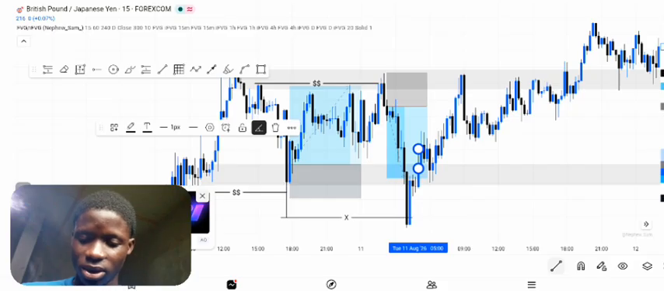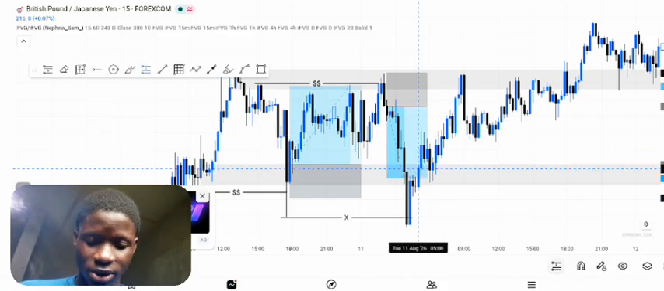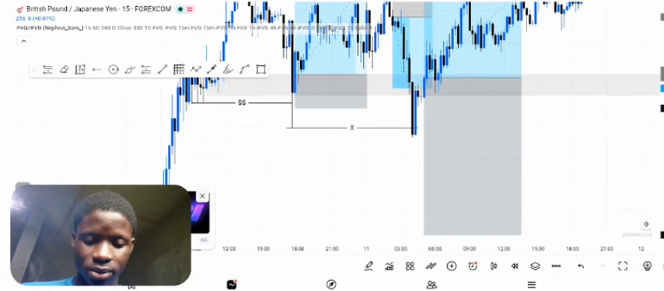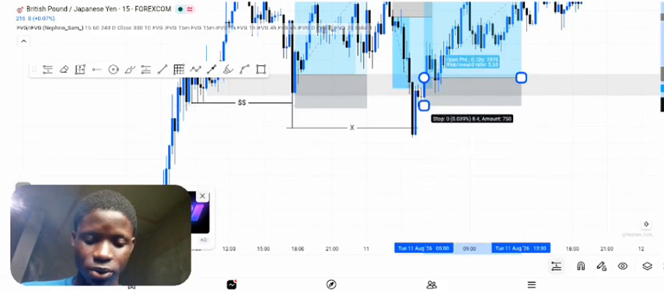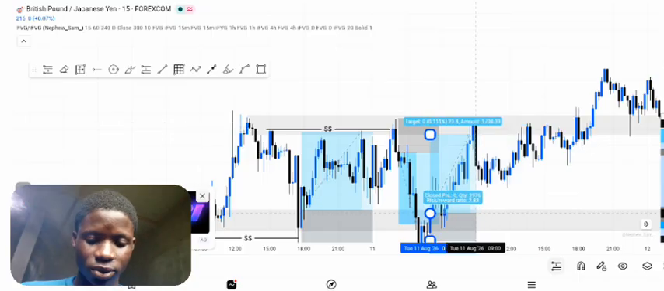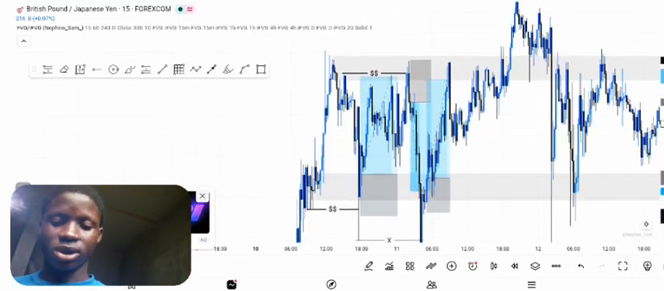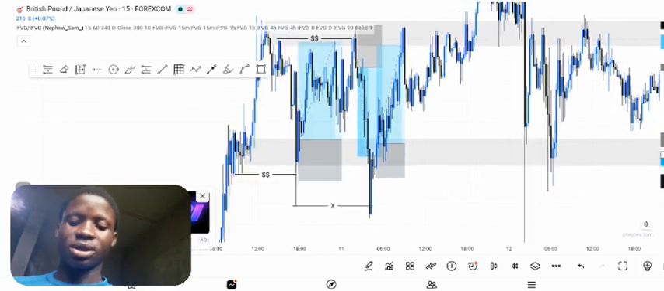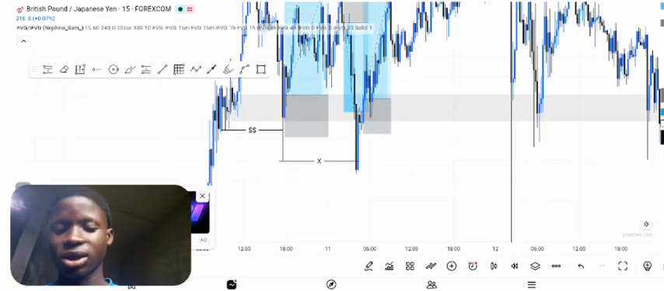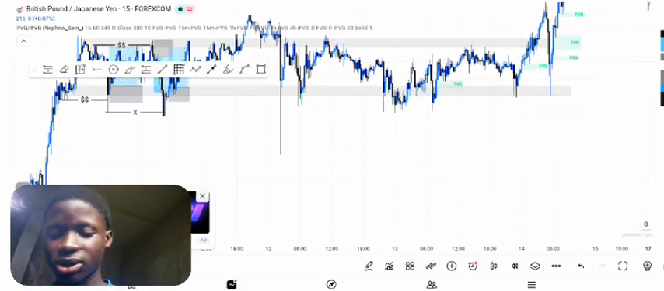Wait, guys. Delete this. Enter from this place. Put your stop loss below here, and you target this, or you target this. This is how to spot liquidity. You can see how price is manipulating all over this place.